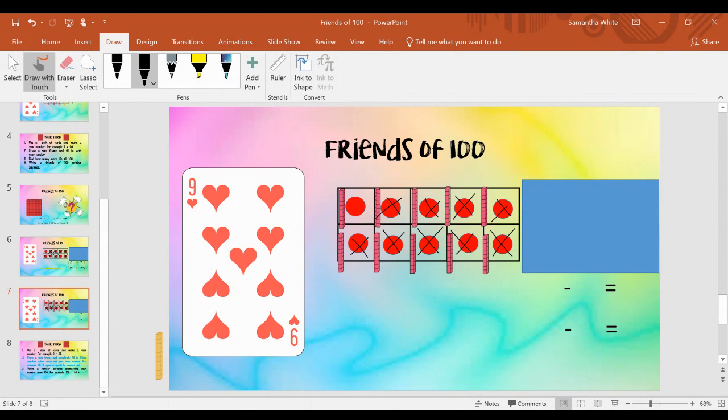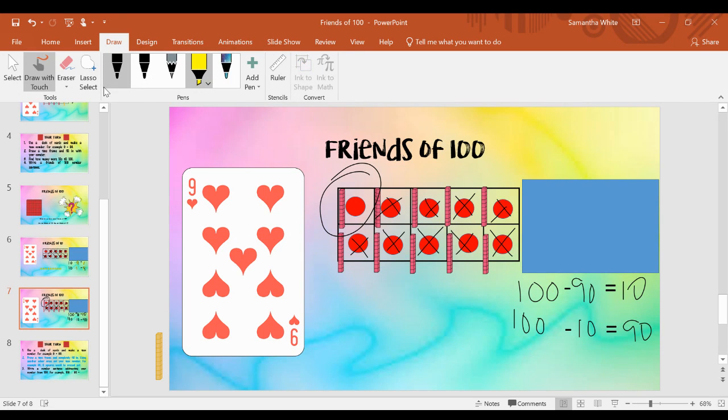Now, because this represents 100, we're going to write our larger number here in our number sentence. 100 take away, now we've got 90. If we're taking away, we know that whatever's left on our tens frame is our answer. So I'm going to count, and I've got 10. Then we're going to use our other number. We're going to take away 10 from 100. So we've got 100, we always write the larger number, and then we've got 90. Now, this represents friends of 100 because we have two numbers that are equal to our friends of 100.